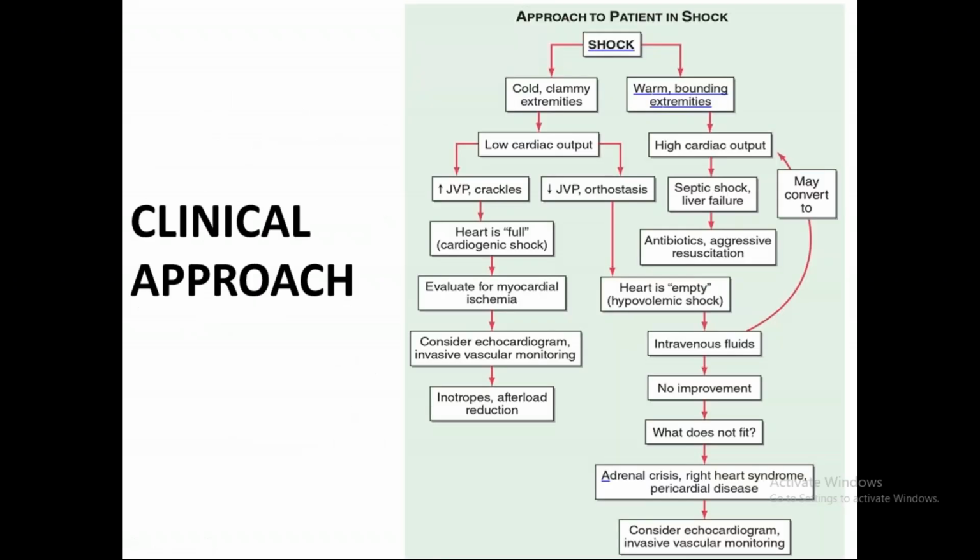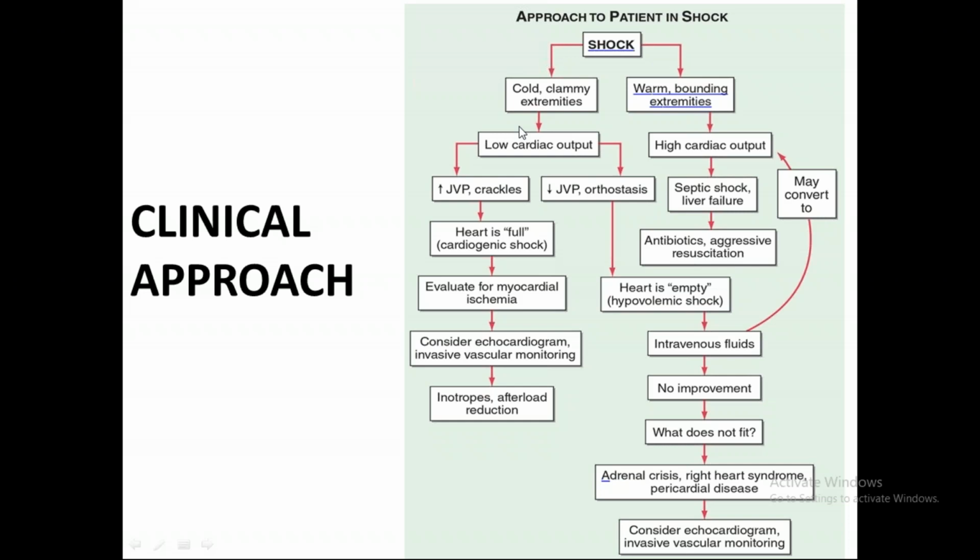Okay, so now we will go on a clinical approach. So basically now we have a patient who has presented to us with shock, that is decreased mean arterial pressure. Now you have to see the extremities. Are the hands and feet cold or warm, as simple as that. So if the extremities are cold, that simply means that the patient has low cardiac output, right? So the patient has low cardiac output.